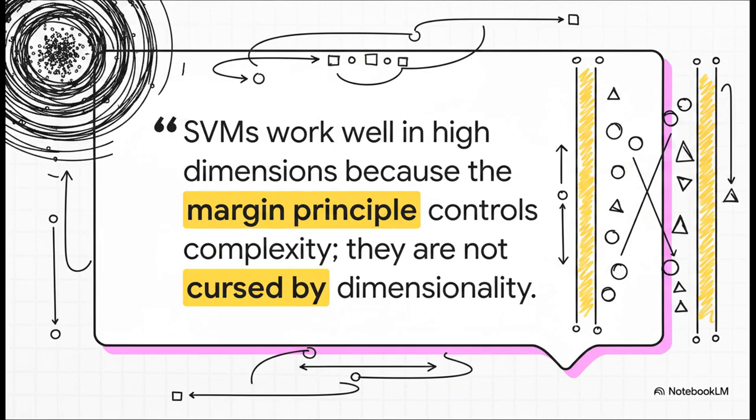And this quote here, it just perfectly sums up the beauty of the SVM. You see, a lot of algorithms just fall apart when you throw thousands of features at them. It's called the curse of dimensionality. But the SVM, because it's so laser-focused on that simple idea of finding the widest road, it just handles all that complexity with this amazing elegance.